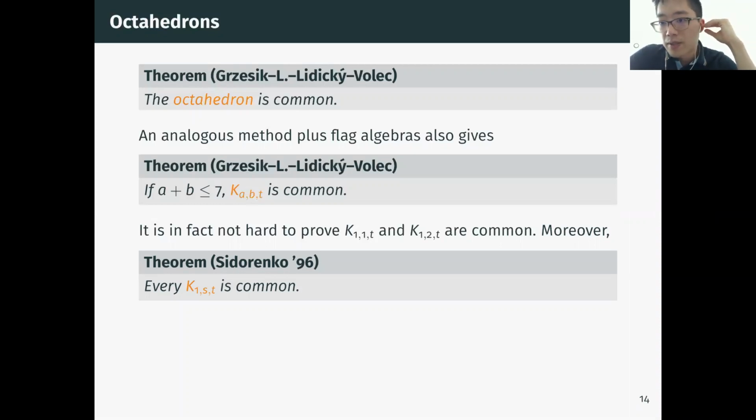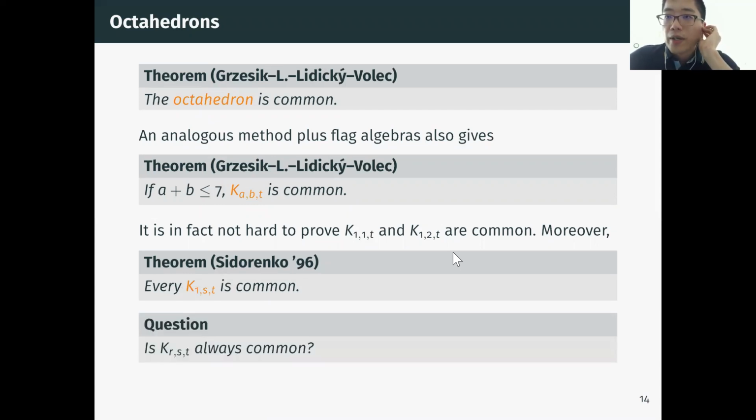So what Sidorenko proved is actually you can add an apex vertex to a Sidorenko graph, which means a bipartite graph that satisfies his conjecture. An apex vertex means I put one vertex that's adjacent to every vertex of the bipartite graph. Then I obtain a common graph. In particular, because K_{s,t} is common, K_{1,s,t} is common too.